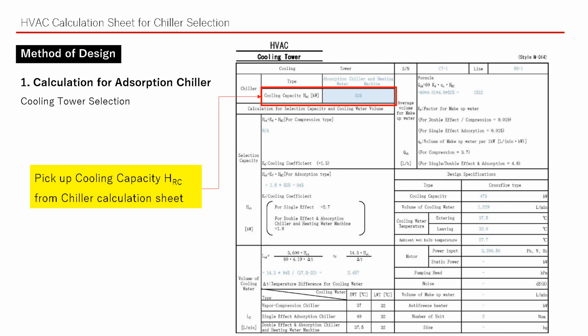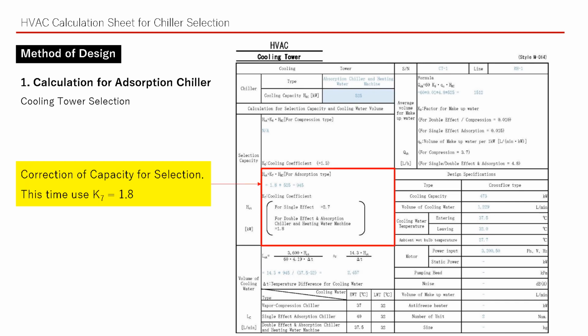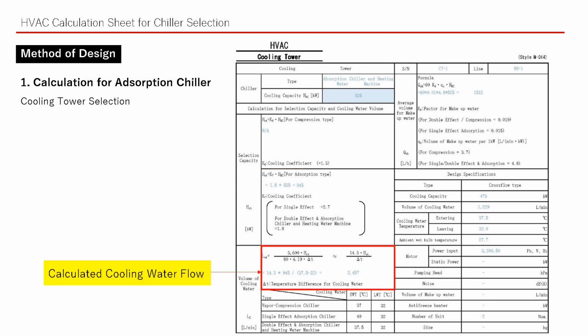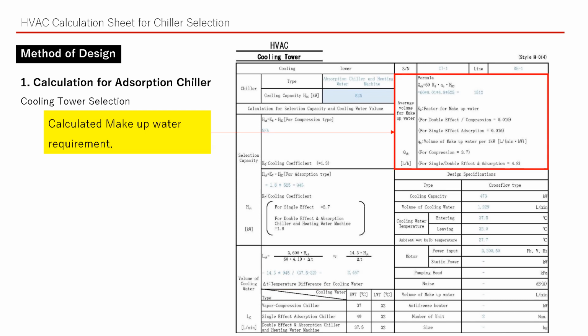First, pick up cooling capacity from the chiller calculation sheet. Next, correction of capacity for selection. This time use K7 equals 1.8. Then we can get the calculated cooling water flow. One more, we can calculate makeup water requirement for plumbing design also.